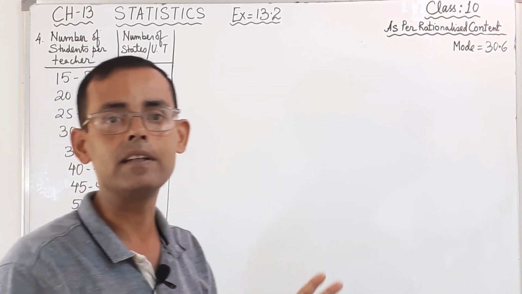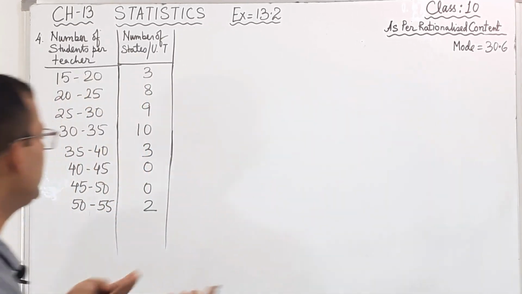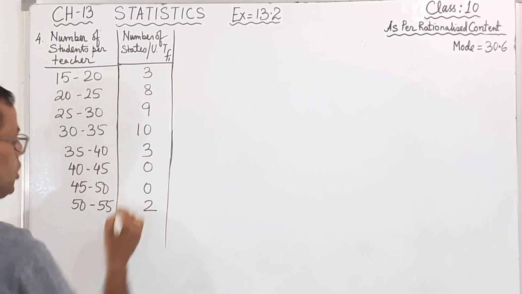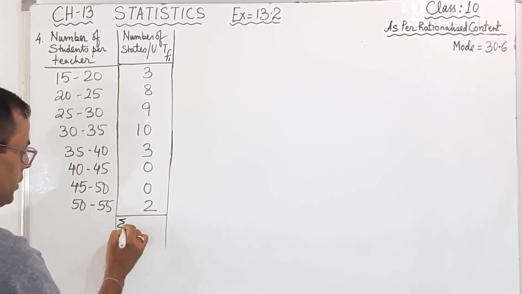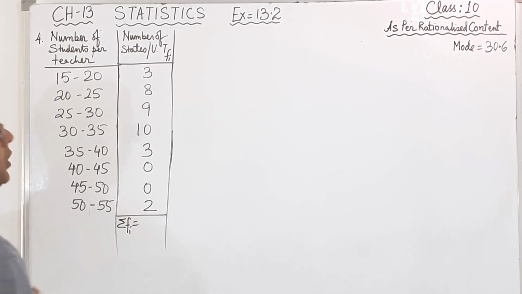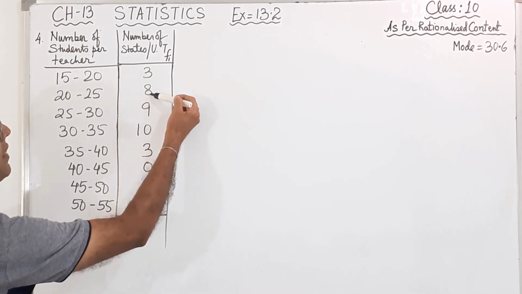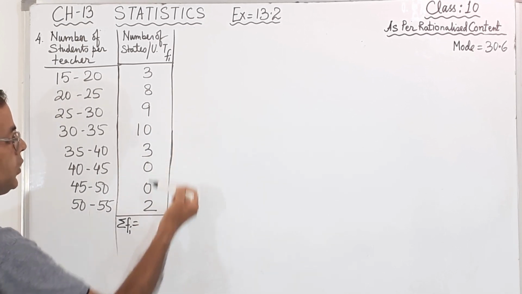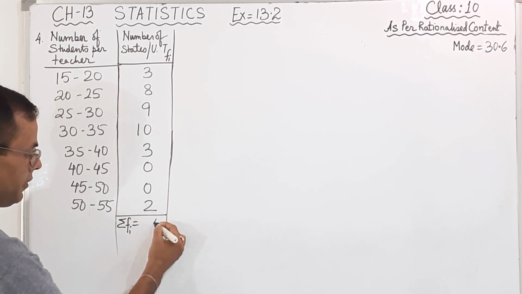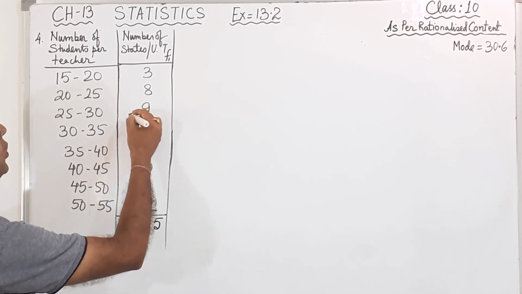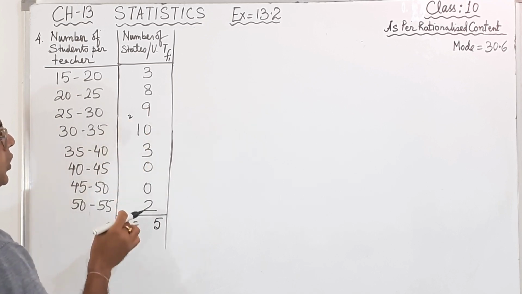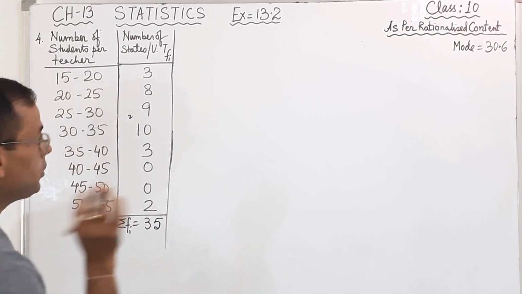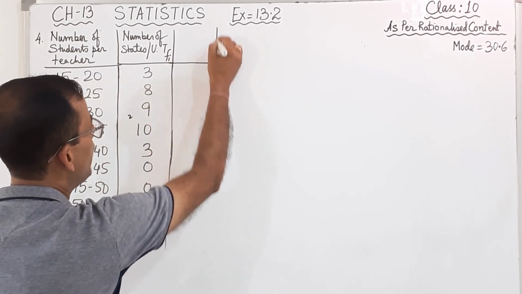So how we will find out mean? We will be using the step deviation method, the easiest one. So for that the second column is what? Fi. So I have to add the second column, summation Fi equal to, now let us add 3 plus 8, 11, 11 plus 9, 20, 20 plus 3, 23 plus 2, 25. So 5 and 2 comes here, 2 plus 1, 3, so it comes 35. Understood up to this much?